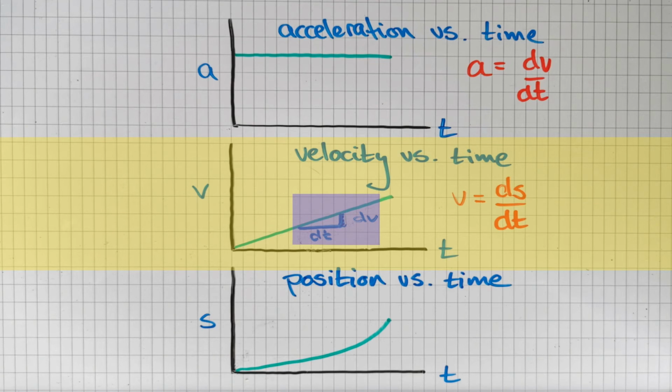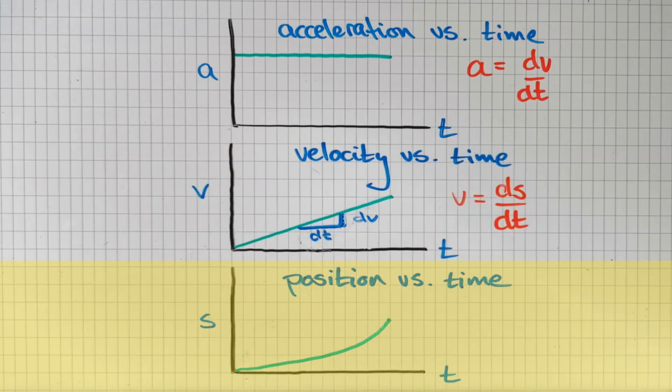Now, let's go down one step and we say position versus time. Now, you will remember that velocity v is ds/dt. So, velocity is the slope of the position-time plot.